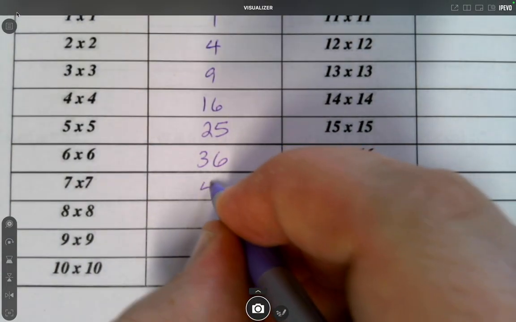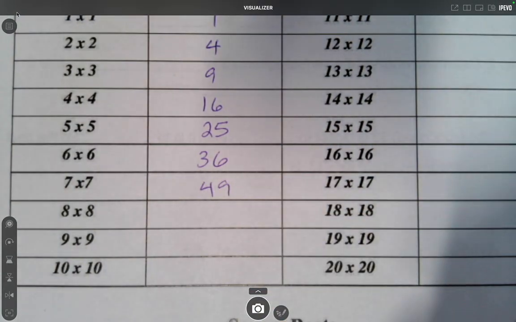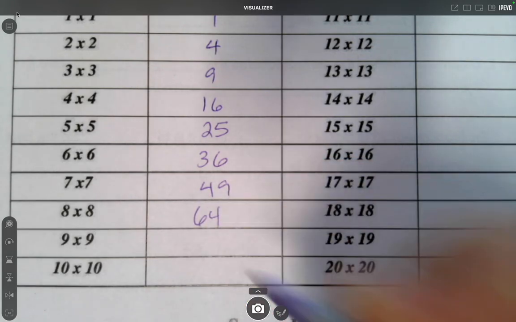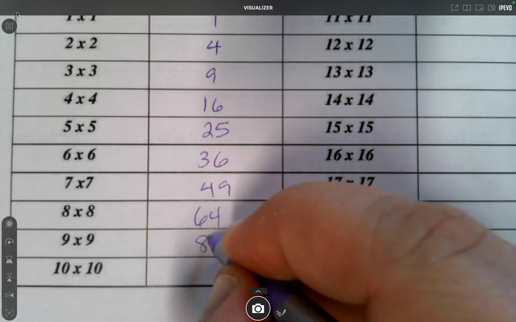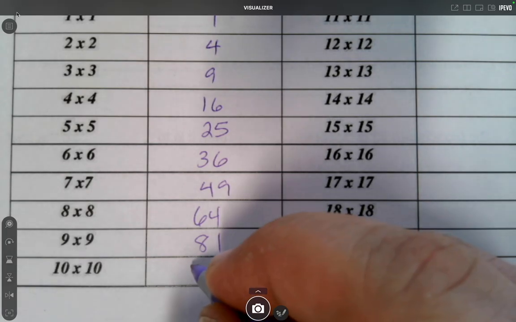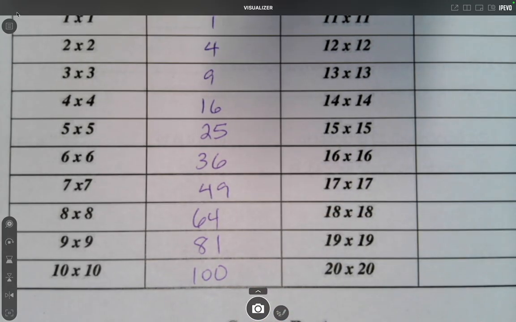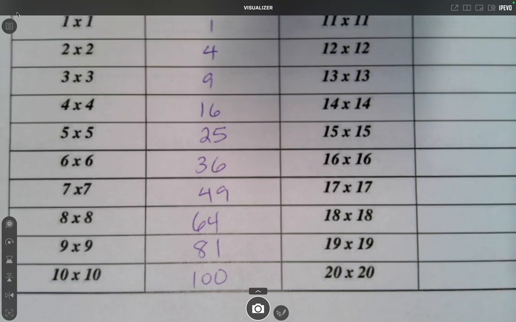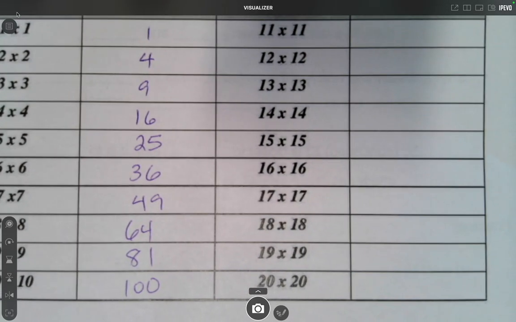So we'll just keep filling these in. 7 times 7 is 49. 8 times 8 is 64. 9 times 9 is 81. 10 times 10 is 100. Now we'll do 11 through 20.